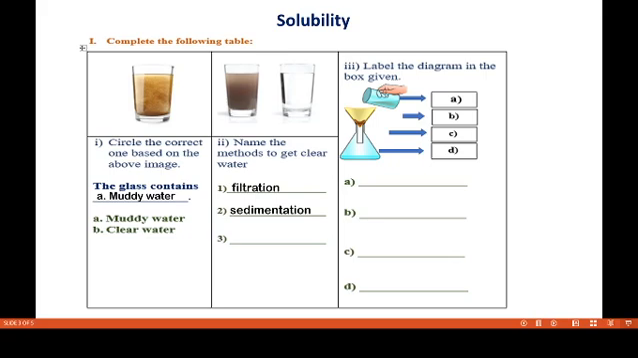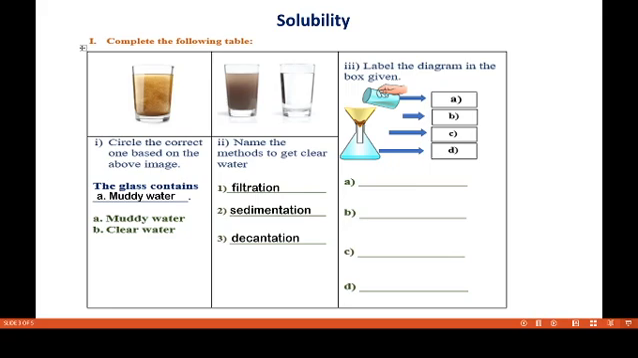Now we have the clear water, we follow the decantation method. Decantation means we separate the clear water from the container into another separate container. At that time we get the clear water. Okay, so what are the methods to get clear water? First one is filtration, second one is sedimentation, then decantation.